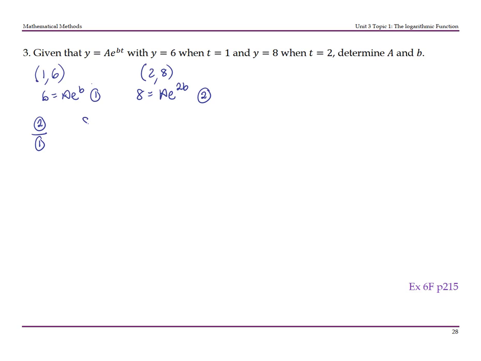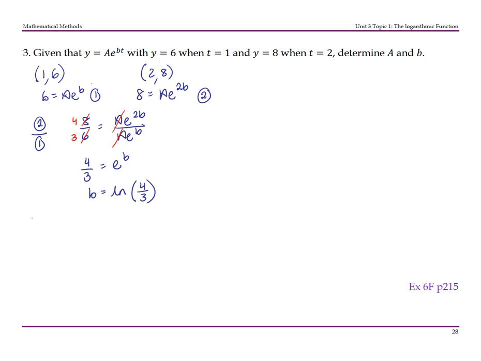So that gives us 8 over 6 equals ae to the 2b over ae to the b. The a's cancel. 8 over 6 becomes 4 over 3. So we have 4 over 3 equals e to the 2b divided by e to the b. 2b minus b is b. So now we have e to the b. Change to a log. b equals ln of 4 over 3.